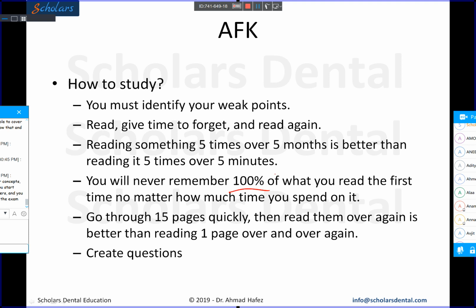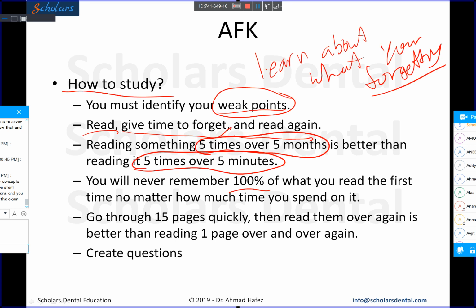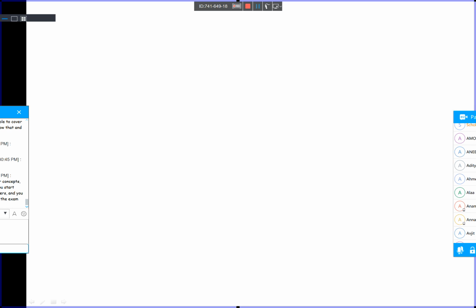Another thing, you'll never remember 100% of what you read. Never. You'll never. No matter how much time you spend on it. So why bother spending so much time on it? Just read it and read it maybe twice and move on, right? You see my point? You'll never remember 100% of what you read. And this is why I use this strategy with you guys as well.